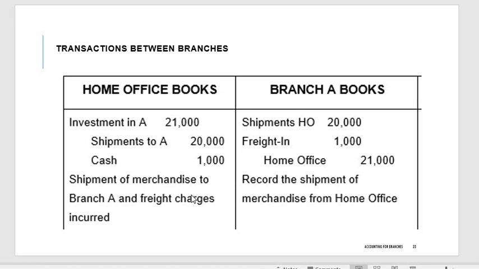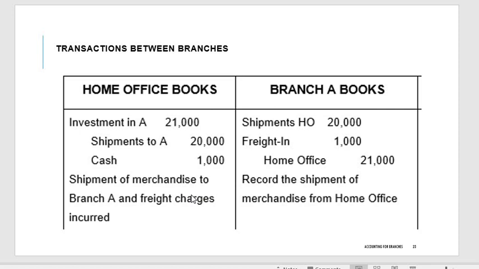So that should always equal the reciprocal account. If it so happened that the freight was paid by branch A, so there are instances where, in this case, the one who paid is the home office. So what if the one who paid the freight is branch A?